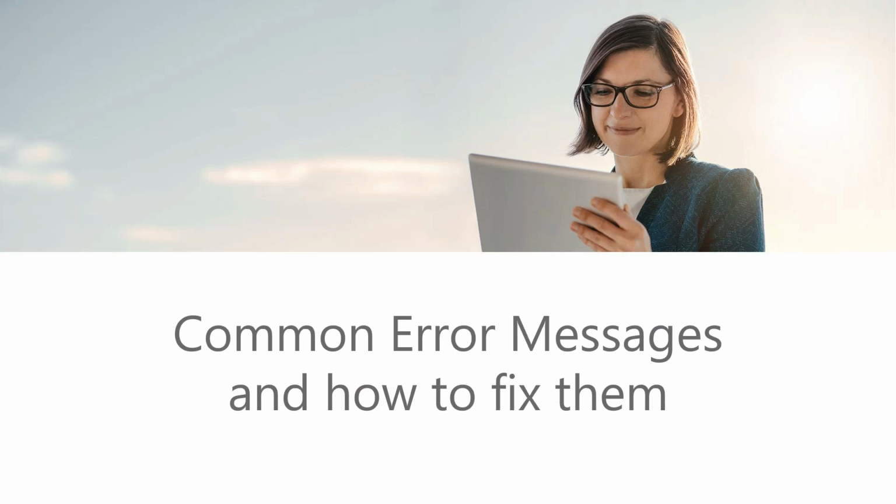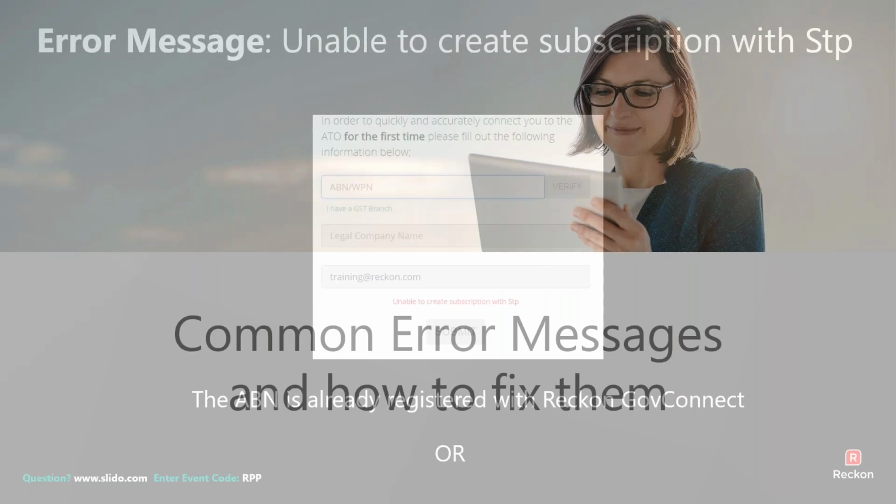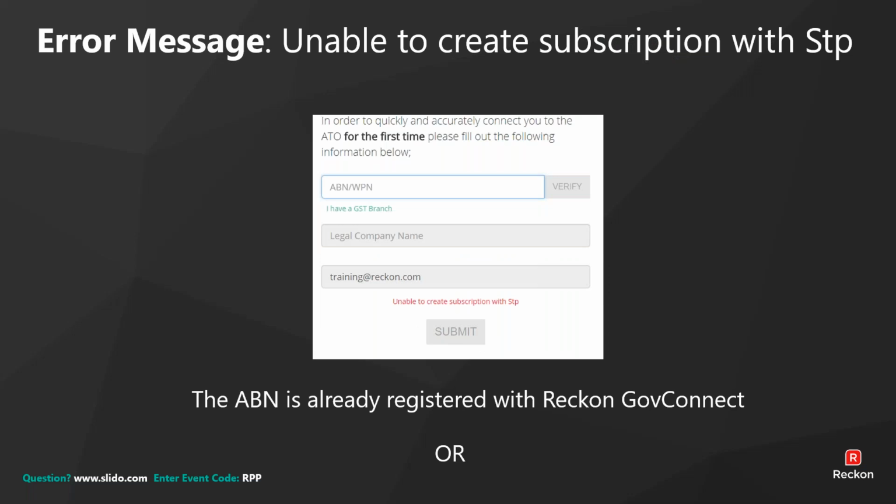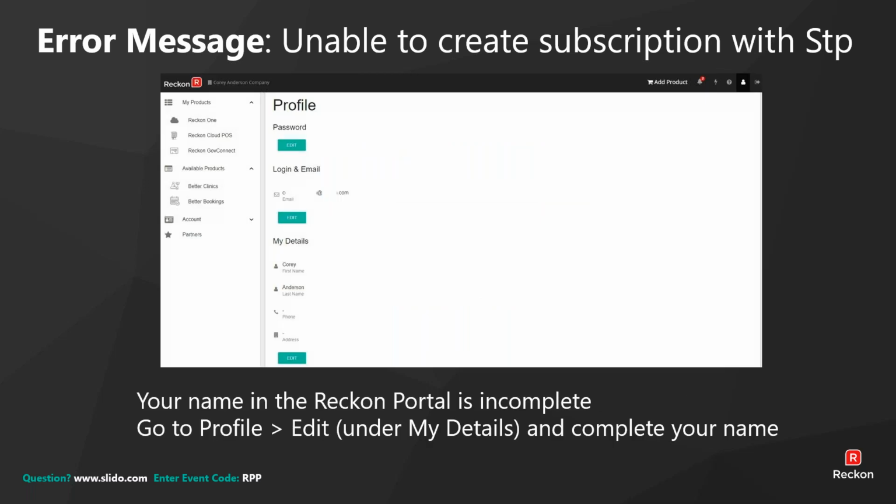I'm now going to have a look at some common error messages and how to fix them. So the first one that comes up a little bit is unable to create subscription with STP. That means the ABN is already registered with Reckon GovConnect. So just make sure someone else in your firm hasn't gone through and tried to set this up, or your accountant might have set it up, or your BAS agent on your behalf as well. So just go through and double check that. Or the other thing is your profile isn't complete on the Reckon portal. So just go into that profile area again, and make sure your name and phone number and so on are all complete in there as well.